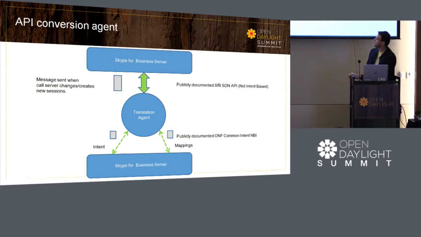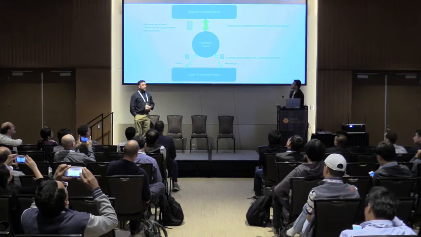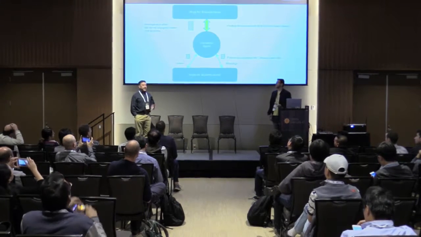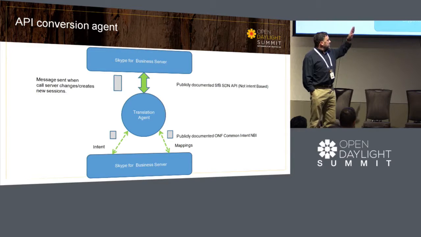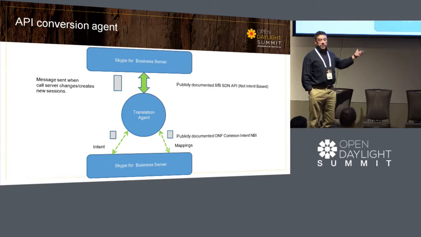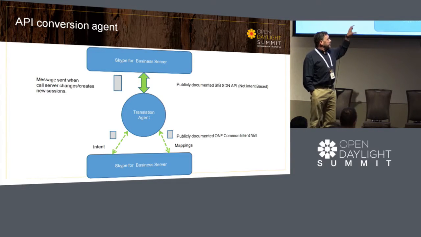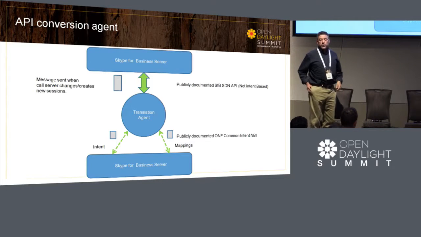So in the short term, we're building a translation agent. Today, Skype for Business has a well-defined, publicly documented interface that exports the kind of information we need to get into the Open Daylight controller. It hasn't broken it into this-is-the-intent and this-is-the-mapping split that we need for the ONF interface. And so the thought is that initially we're going to build an agent that talks the Skype API unmodified on the north side, talks the intent API unmodified on the bottom side, and translates between the two.